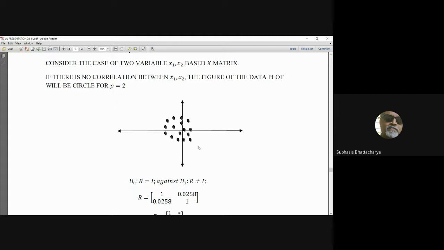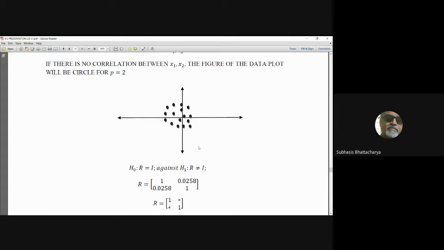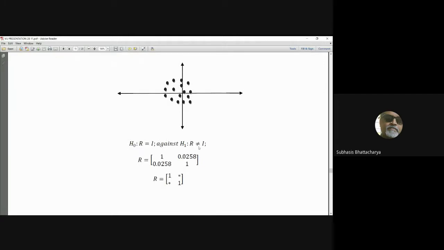So what do you consider? Then we consider a test. What is the test? That is, we are running a regression based test. What is that test? That is, we test the correlation levels between the variables is 1 against the alternative: the correlation is not equal to 1.